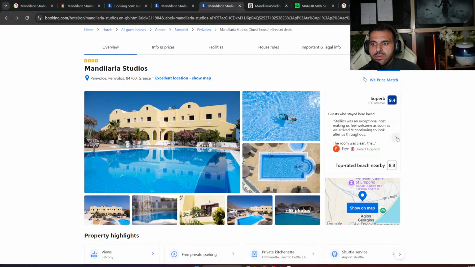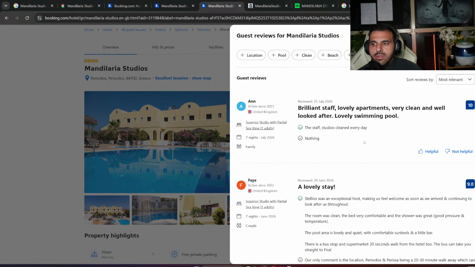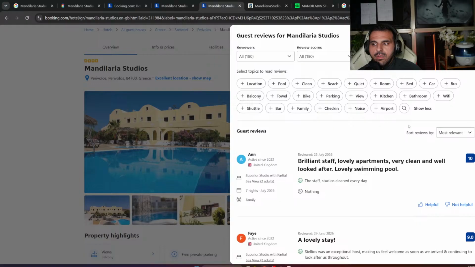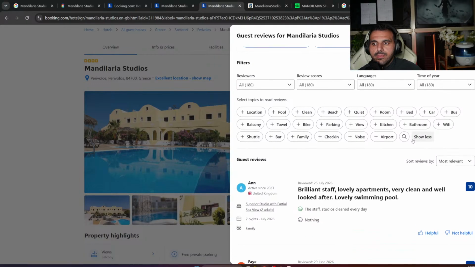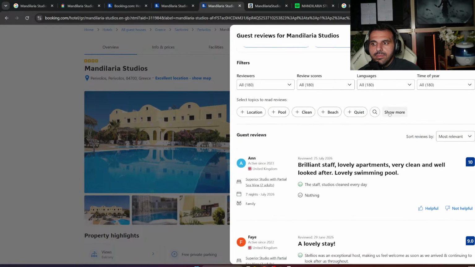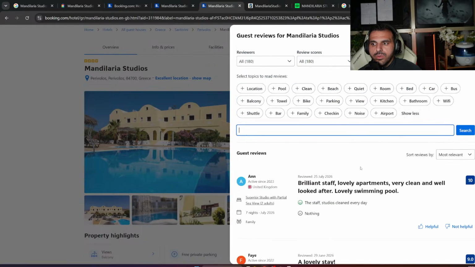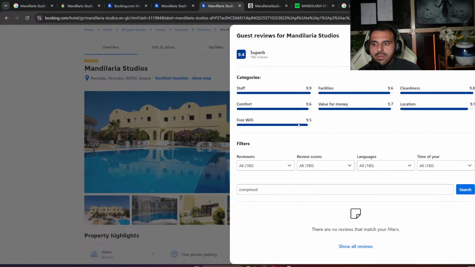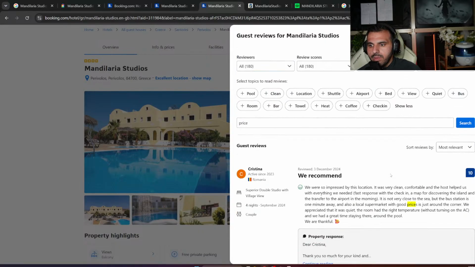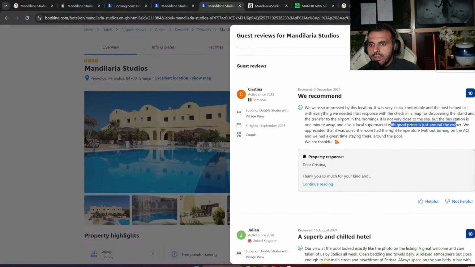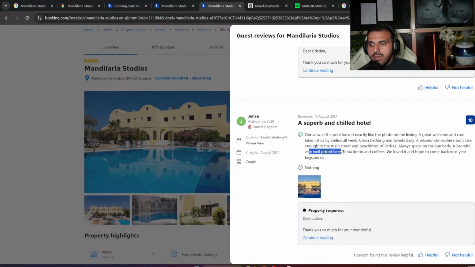Where are the reviews? Hmm. Like, I want to do my own search over here. Nothing. But if we only mention price, for example, with good prices, it's just around the corner. Wait, a local supermarket. So they were talking about the supermarket over here. Very well priced beer, Fanta, lemon, and coffees.